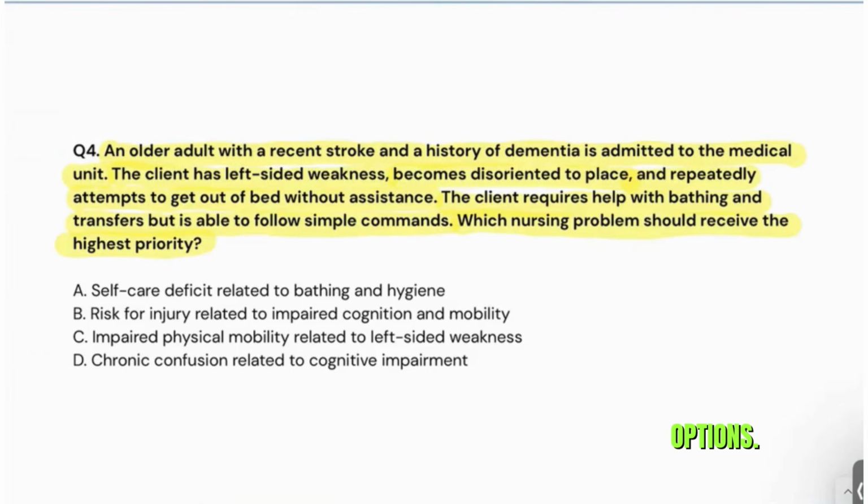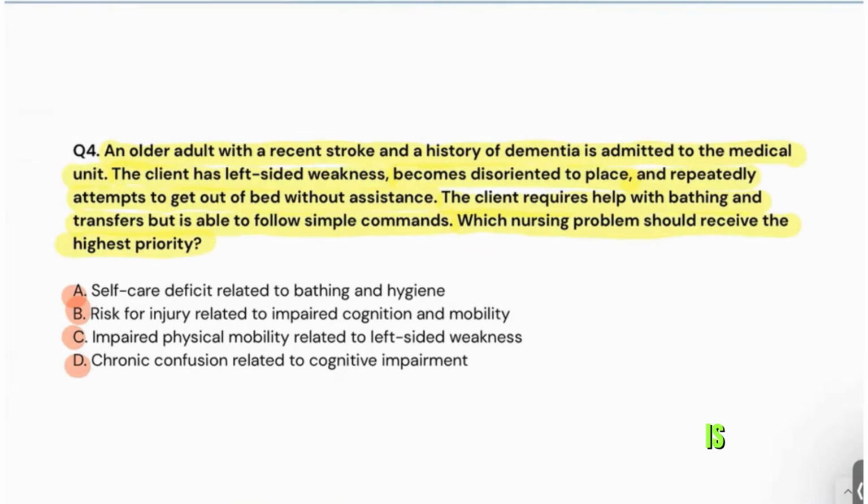Let's look at our options. Letter A, self-care deficit related to bathing and hygiene. Letter B, risk for injury related to impaired cognition and mobility. Letter C, impaired physical mobility related to left-sided weakness. Or letter D, chronic confusion related to cognitive impairment. Pause the video, review the question and the answers.